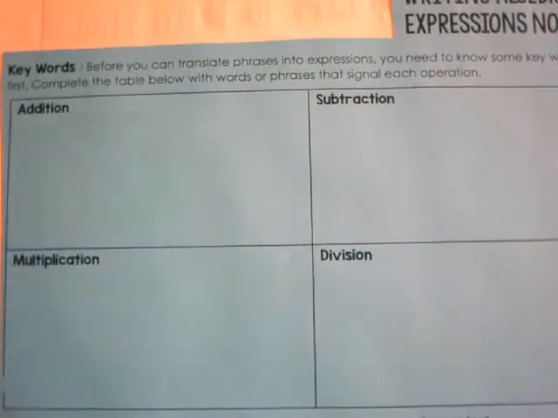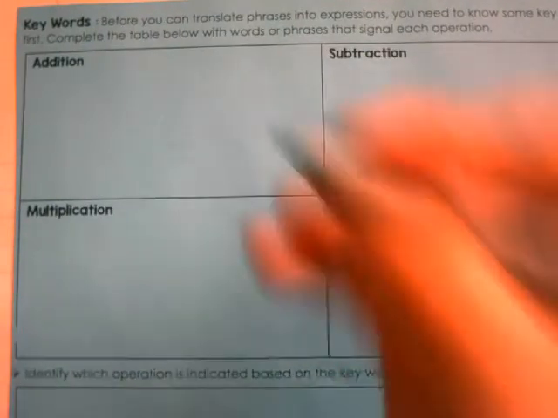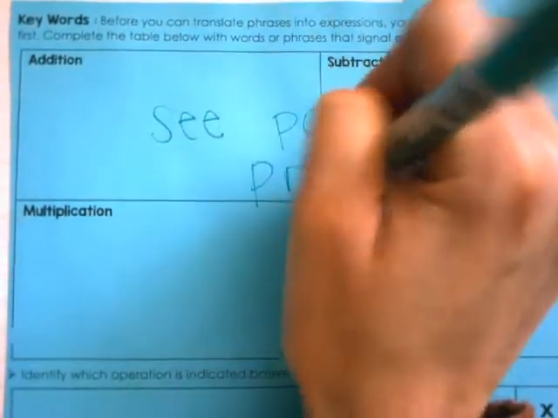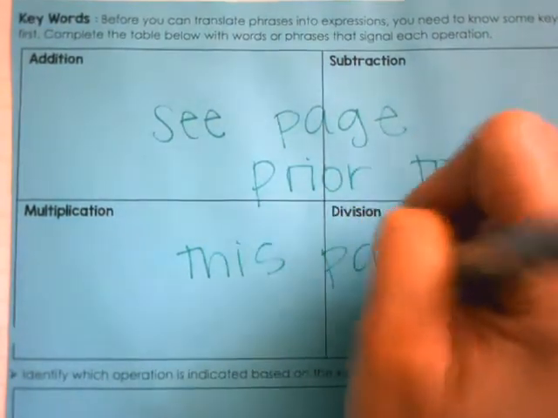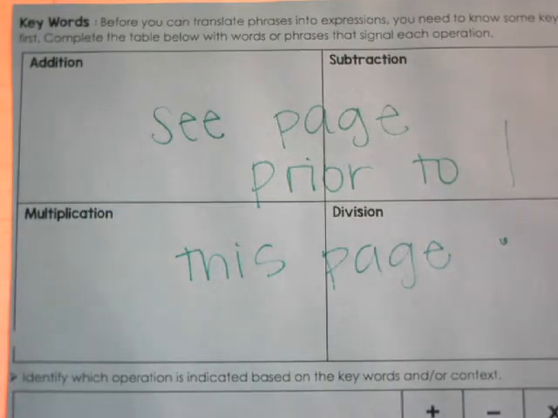So up at the top, it says keywords. Now, we already have all of these keywords written down on the page prior, so I'm not going to make you rewrite all the words. I just want you to write see page prior. So see page prior to this page. They're all on the page directly before. There's absolutely no reason that you need to rewrite them all down unless you really want to, and then you can. That's your choice.